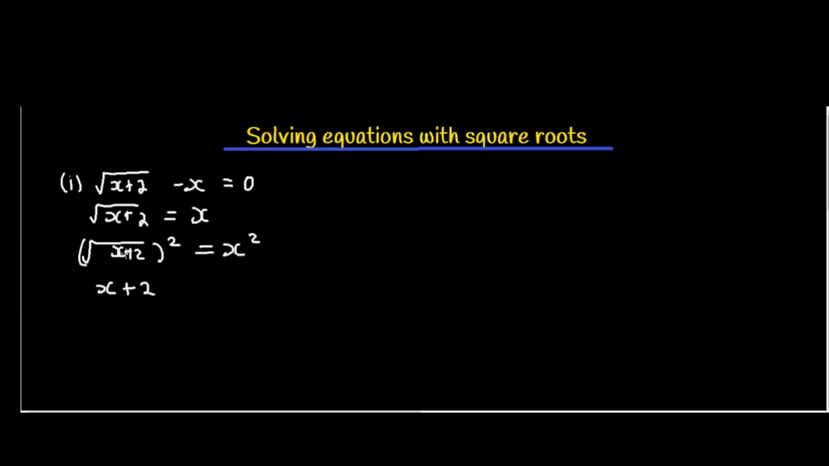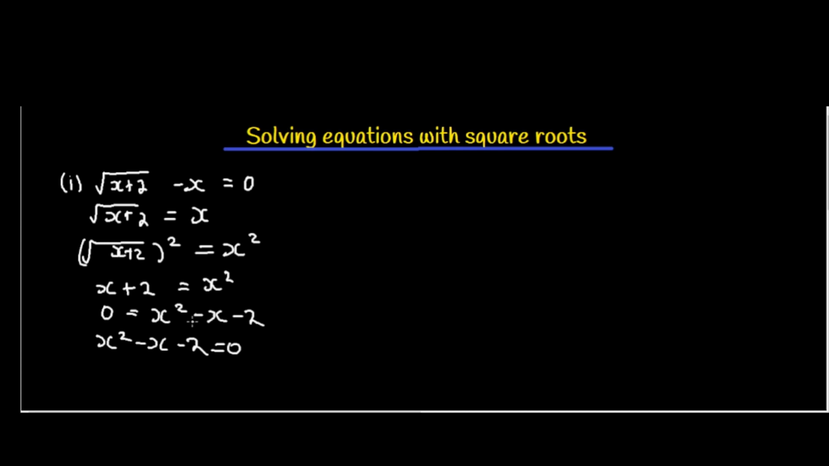Why? Because this is the same as the power of a half, and then a half times 2 shall remain with an index of 1. So this will equal x squared, and then we can rearrange this to have 0 being equal to x squared minus x minus 2, which is the same as x squared minus x minus 2 equal to 0.